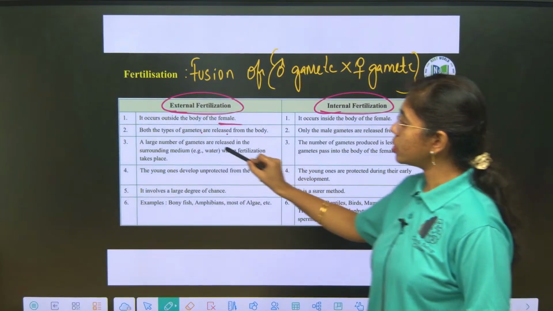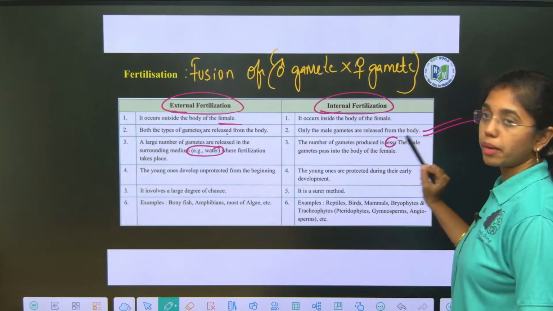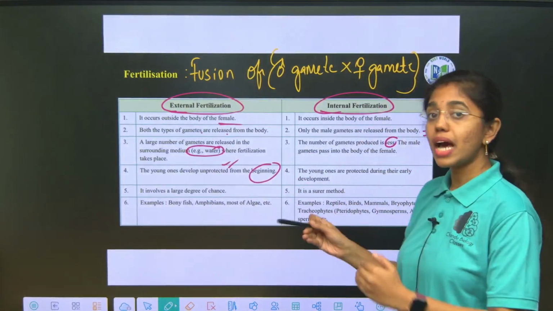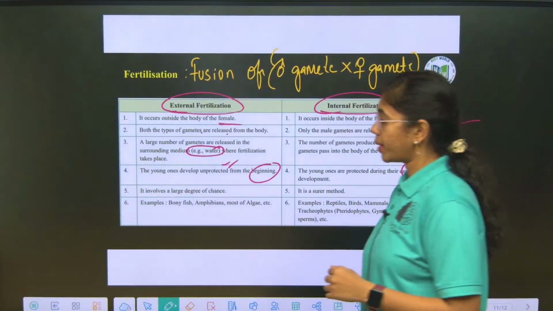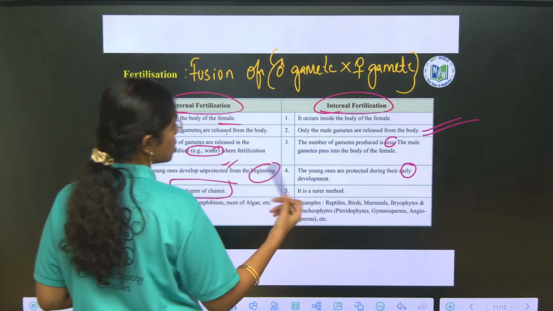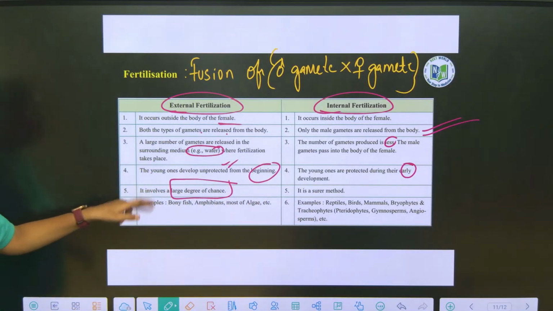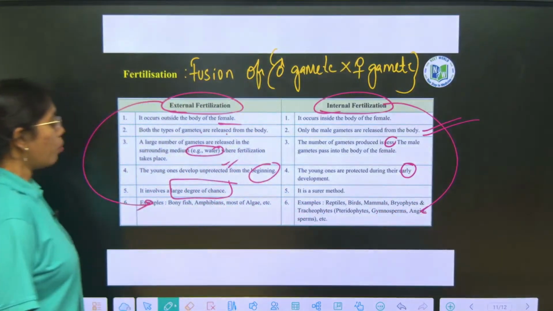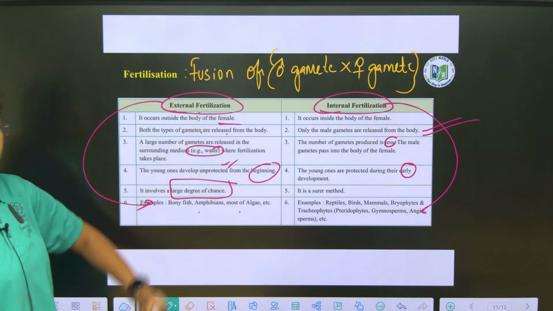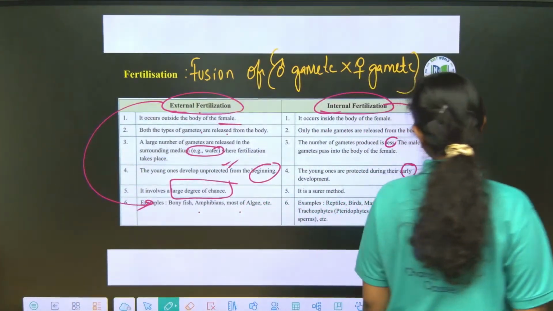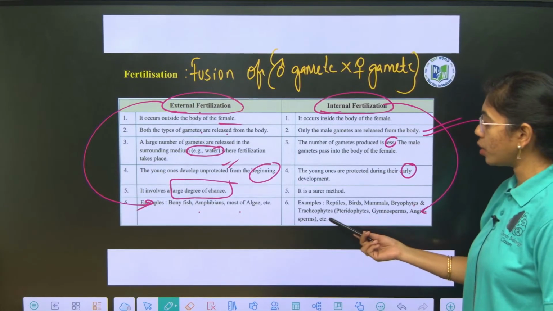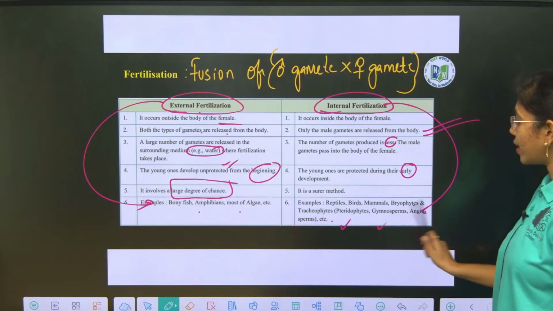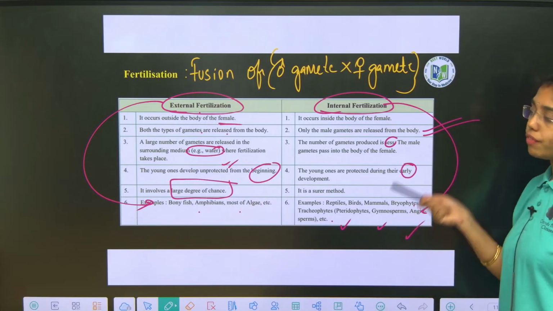Large number of gametes are released, for example, in water. Here the number of gametes produced will be less. Young ones develop unprotected from the beginning, but here young ones are protected in the early stages of their development. Next, this involves a large degree of chance. This has a surer method. And examples for external fertilization are very important again. Bony fish, amphibians, most of the algae come under external fertilization, and reptiles, birds, mammals, bryophytes, tracheophytes which are primitive vascular plants. Okay, all the vascular plants are addressed as what? Tracheophytes, like pteridophytes, gymnosperms and angiosperms. In all these, internal fertilization will happen.